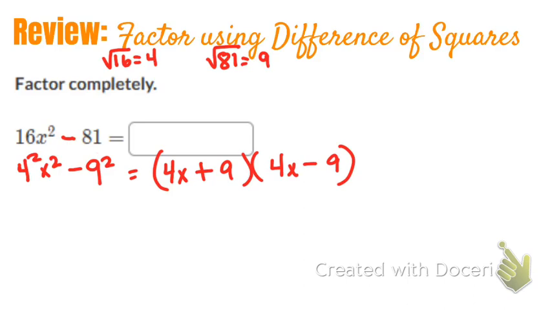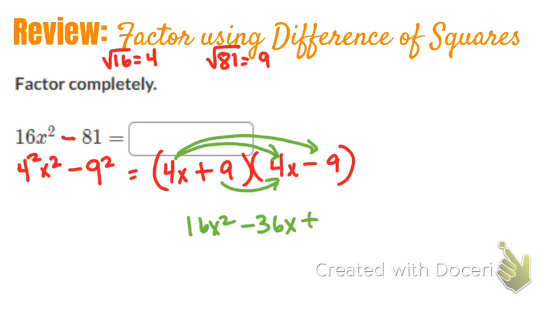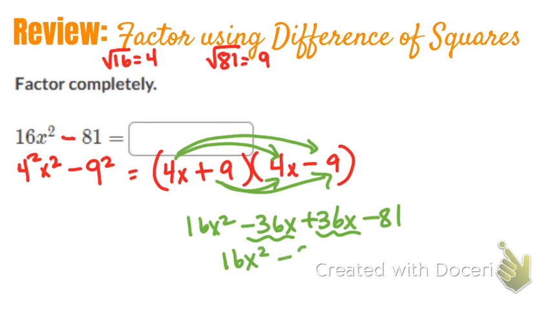The reason this works, if you want me to check one of them here, if you were to multiply them, this is 16x squared. This is negative 36x. This is positive 36x, and this is negative 81. When you combine your like terms, you see that these cancel each other out. So you always end up with just two terms. So the factoring answer, though, if they asked to factor, this is what you would put.